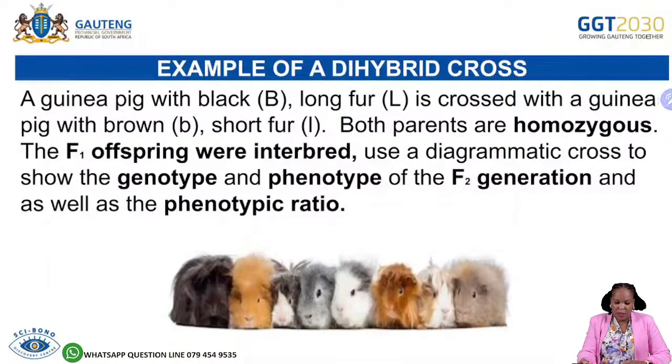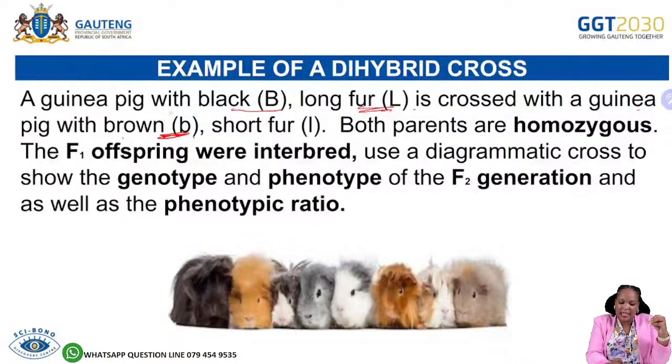Let us look at this example now of a dihybrid cross. A guinea pig with black long fur is crossed with a guinea pig with brown fur. Now you start to check, okay, black is represented with capital letter B. Already, automatically that tells you what? Black is dominant. Long fur is represented with capital letter L, meaning long fur is dominant. Therefore, this guinea pig is crossed with a pig which is brown. See, brown here is represented with a small letter b. That will tell you that this is recessive.